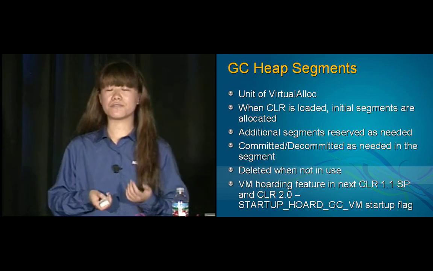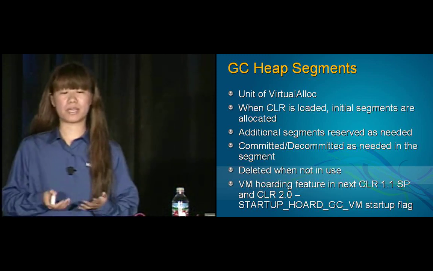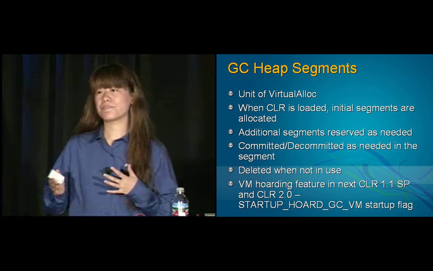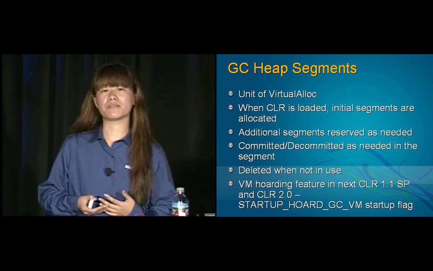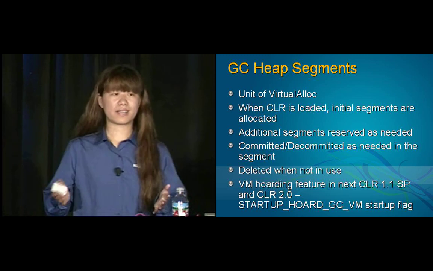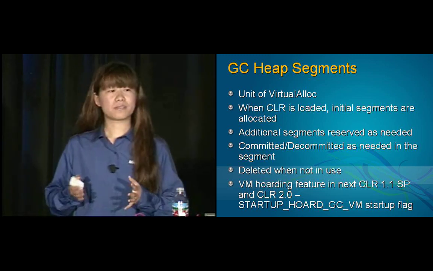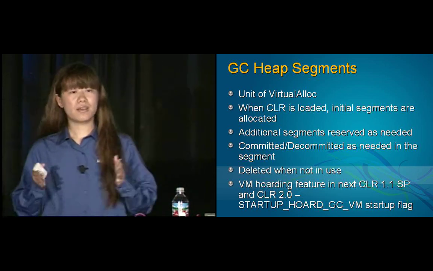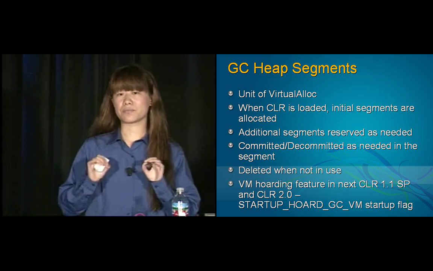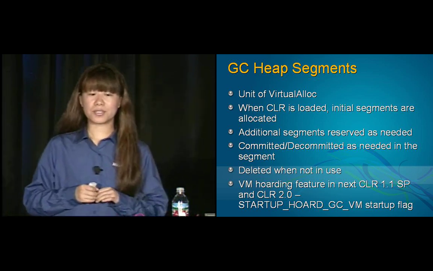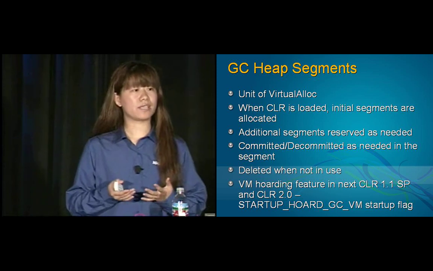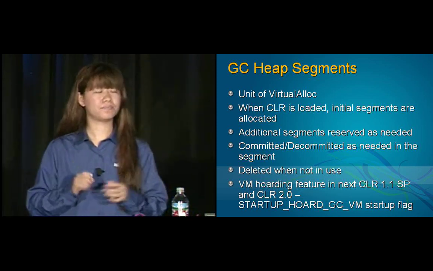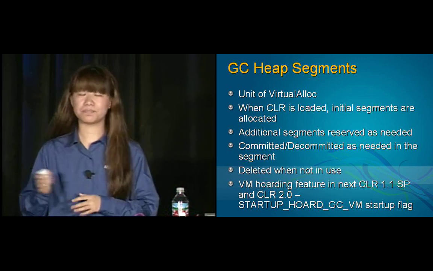So now let's talk about the physical representation of the managed heap. One of the most frequently asked questions is: how does GC acquire memory from the OS? So GC, like the rest of the CLR, acquires the memory from the OS just like any user mode application. It uses VirtualAlloc and VirtualFree to acquire and release memory. So GC actually acquires memory in chunks. So usually it acquires 64 megs at a time. We'll talk about the exceptions later.